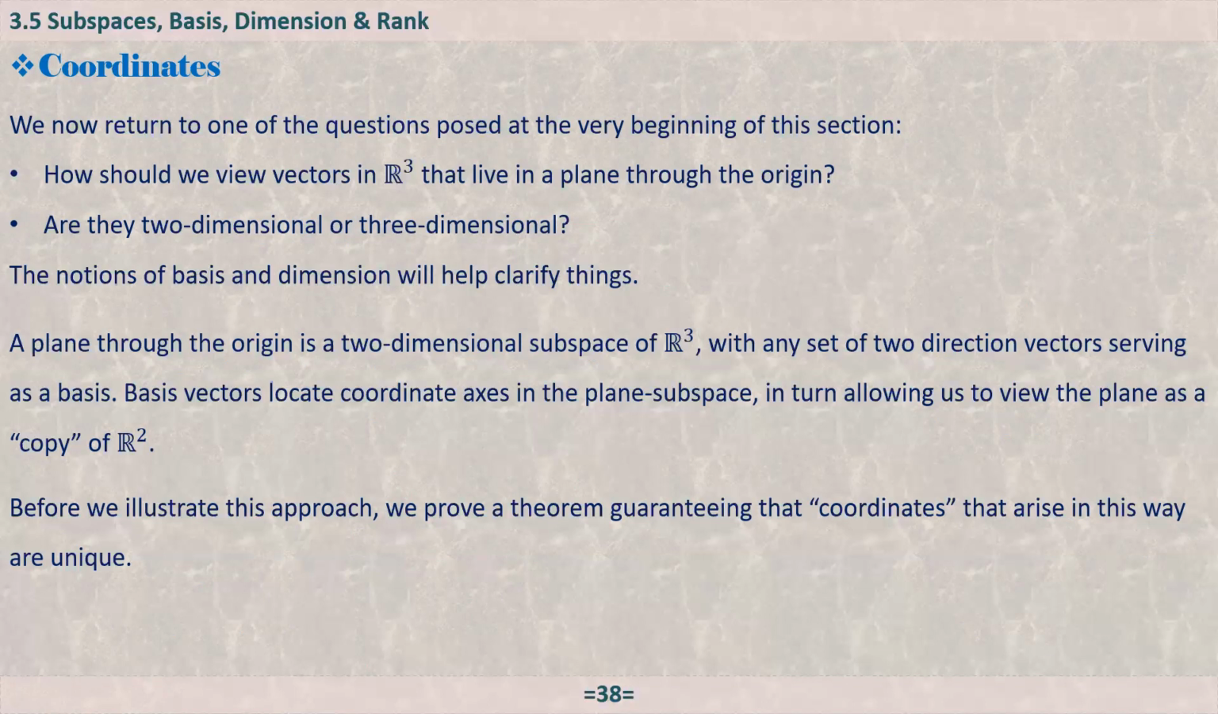A plane through the origin is a two-dimensional subspace of R3 with any set of two direction vectors serving as a basis. Basis vectors locate coordinate axes in the plane subspace, in turn allowing us to view the plane as a copy of R2. Before we illustrate this approach, we prove a theorem guaranteeing that coordinates that arise in this way are unique. Anyway, here we will talk about the definition of coordinates. Let me just say what we actually mean by coordinates.